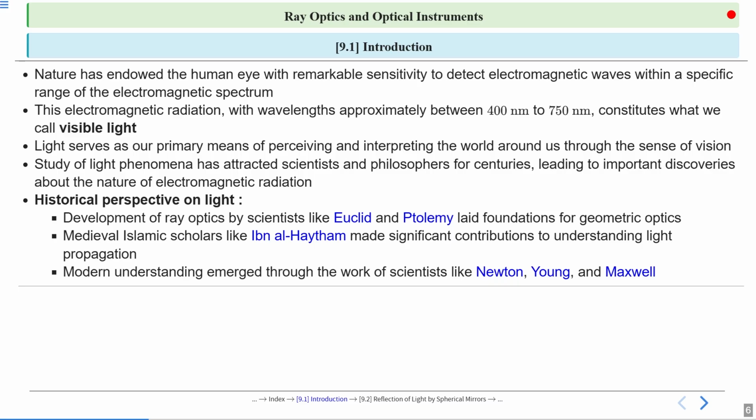So we are going to discuss its wave nature in the upcoming unit. The modern understanding of optics, or of this light phenomenon, was given by Newton, Young and Maxwell. Maxwell discovered electromagnetic waves. He gave the theory about electromagnetic waves and showed that light is also an electromagnetic wave. Newton studied some phenomena, and you will learn about Young's double slit experiment in wave optics. So the modern understanding emerged through the work of these scientists, Newton, Young and Maxwell.